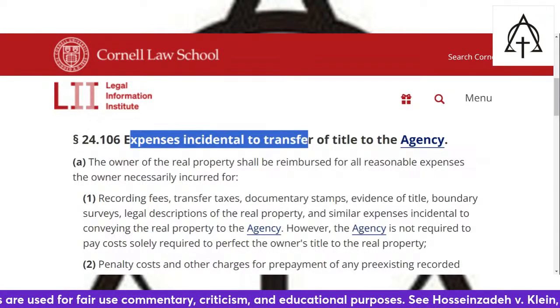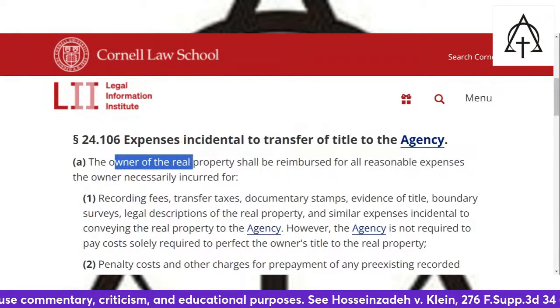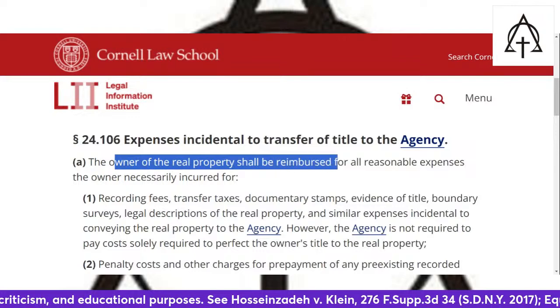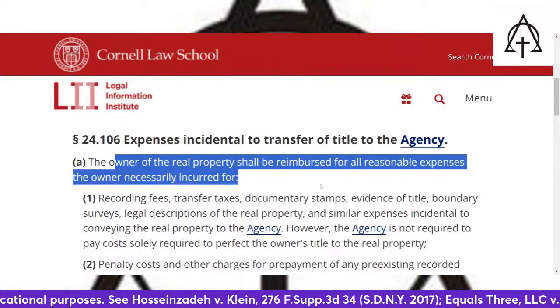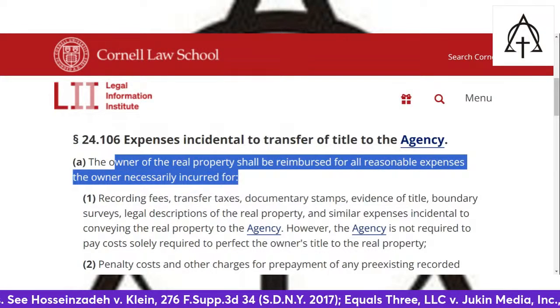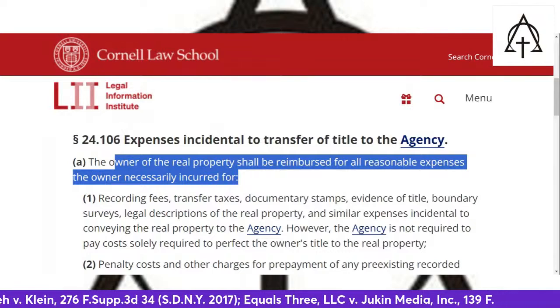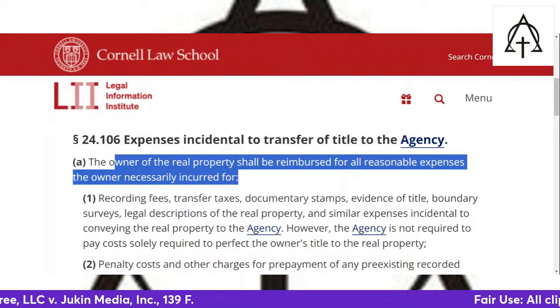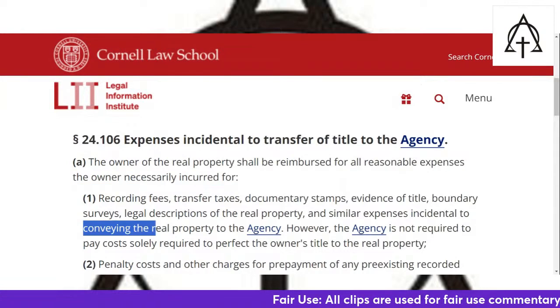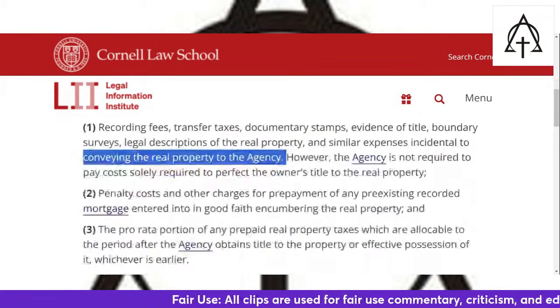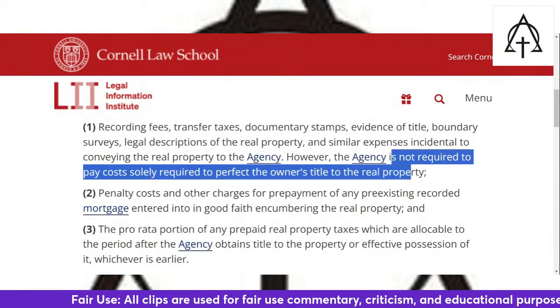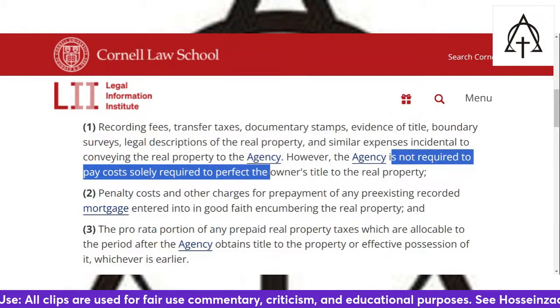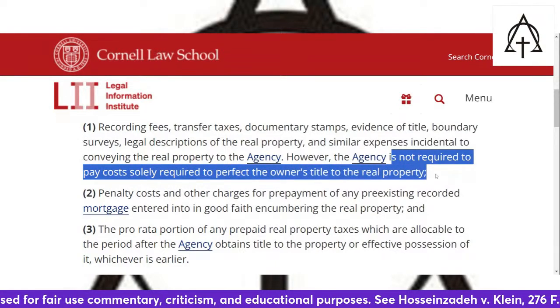Expenses incidental to transfer of the title to the agency. The owner of the real property shall be reimbursed for all reasonable expenses the owner necessarily incurred for recording fees, transfer taxes, documentary stamps, evidence of title, boundary surveys, legal descriptions of the real property, and similar expenses incidental to conveying the real property to the agency. However, the agency is not required to pay costs solely required to perfect the owner's title to the real property.